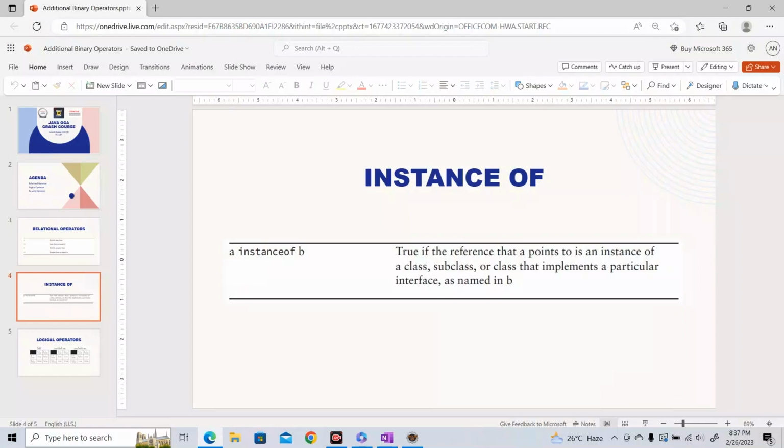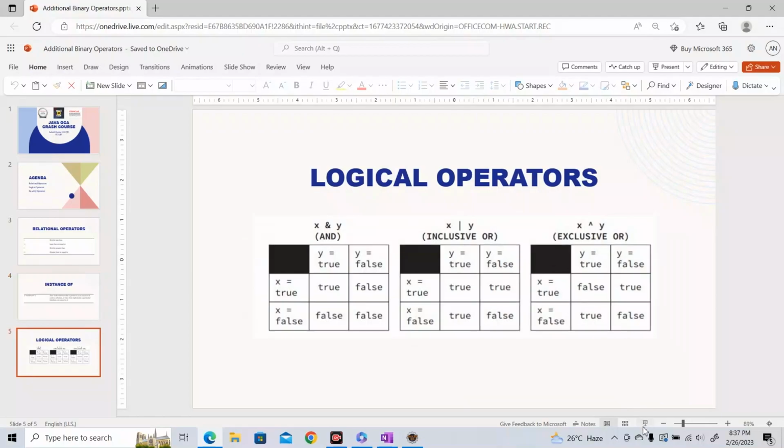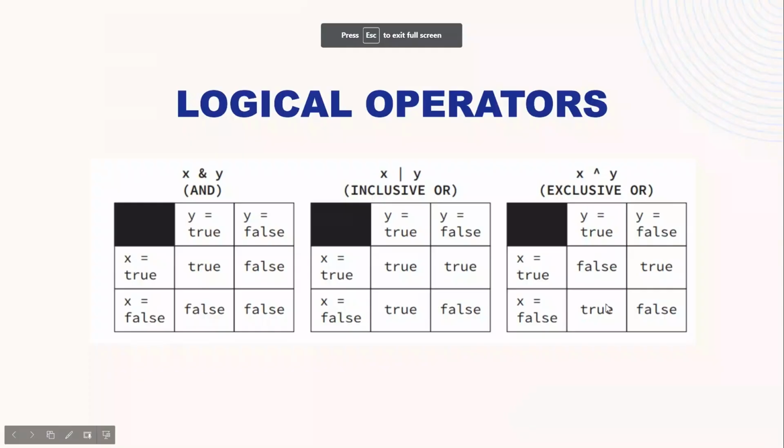Okay, now let's talk about something known as logical operators. We have an AND operator, we have an OR operator, which is basically the inclusive OR, and we have the exclusive OR, also known as the XOR operator, right? If you see this particular diagram, this is the AND operation over here, and this is the OR operation, and this is the XOR operation or the exclusive OR operation, right?